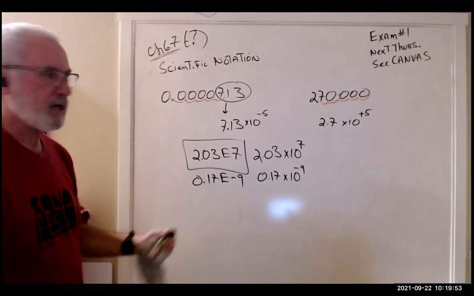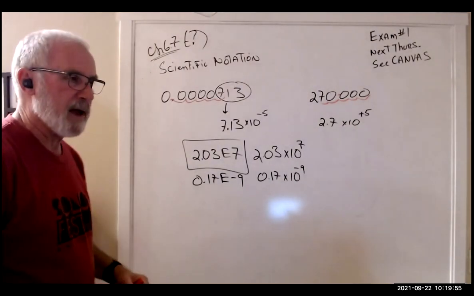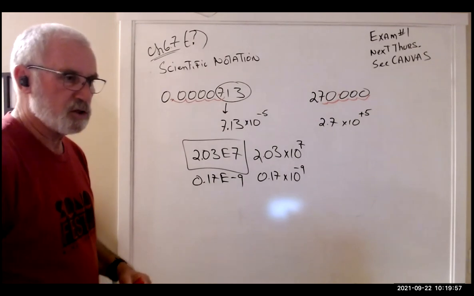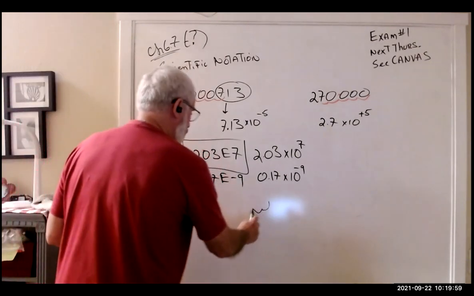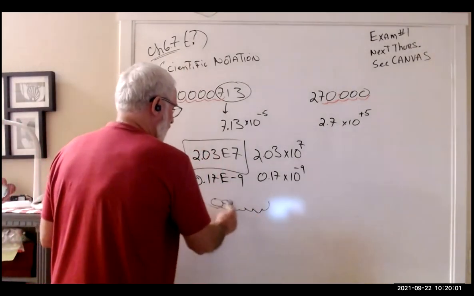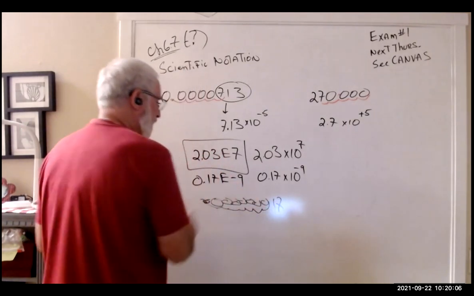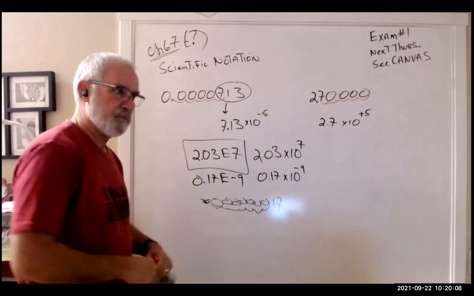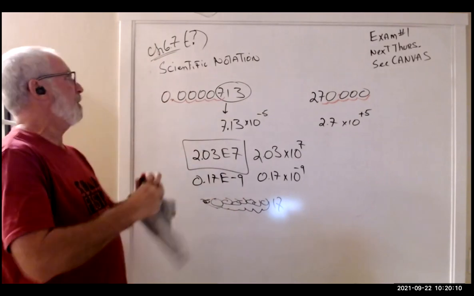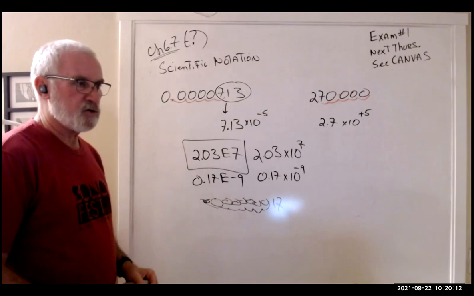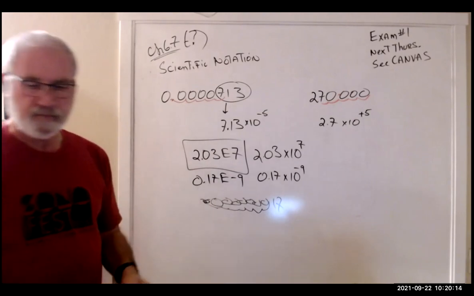Okay, and what's that mean? It means move the decimal point back 9 places. So you come back 1, 2, 3, 4, 5, 6, 7, 8, 9. You put in a whole bunch of zeros here. Okay, and that's the number, whatever that is. And that is scientific notation, and I'm done with it.